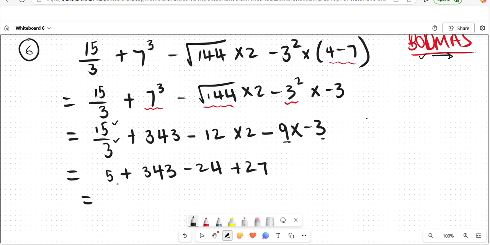And now you can add from left to right. This plus that would give me 348 minus 24 plus 27. And if you evaluate all of that at the same time, you should get 351. So you're first subtracting with the 24 and then you're adding with the 27. And there we go. Right?